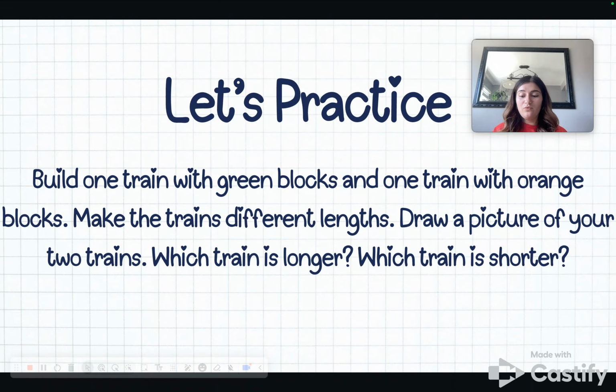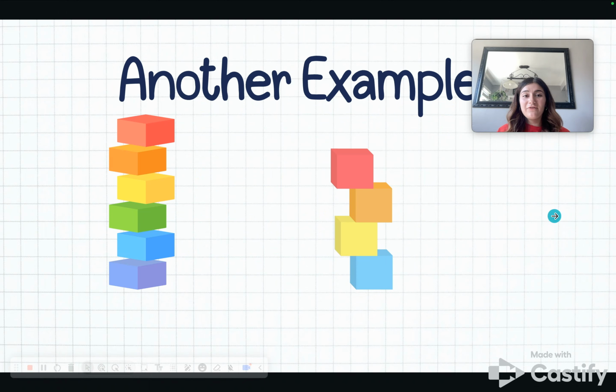Now, can someone tell me which of the 2 trains is shorter? We already know which one is longer, so that should help us find out which of the trains is shorter. Good. The green train is shorter. Why? Yes, because it does not reach as far up as the orange train. Good job.